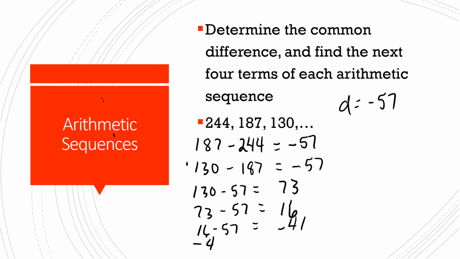And lastly, negative 41 minus 57. Got two negatives, I can just add the numbers, keep the negative, and that's going to be negative 98. And therefore, the next four terms, applying a common difference of negative 57, are 73, 16, negative 41, negative 98. That's finding the common difference and finding the next number of terms in an arithmetic sequence.